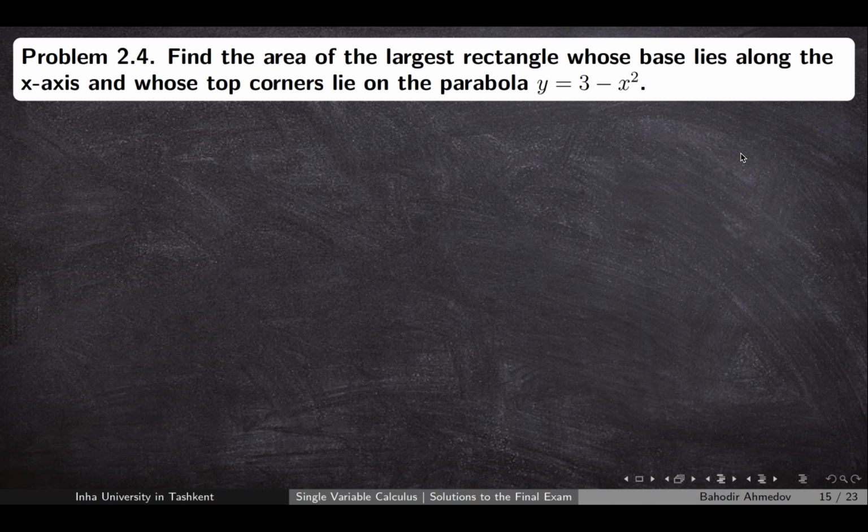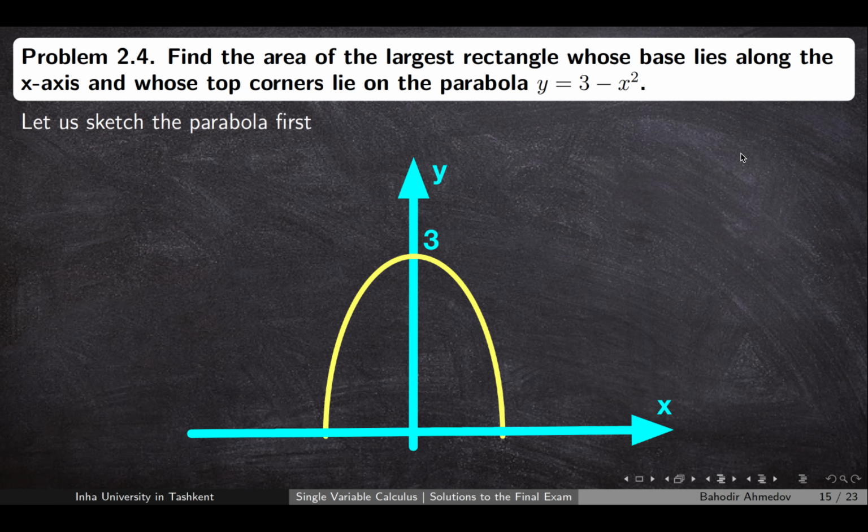So problem number 4 is about an optimization problem, right? So we need to find the area of the largest rectangle whose base is along the x-axis and whose top corners lie on the parabola. So let's first of all draw everything in order to imagine what we need to do. So the parabola with the equation 3 minus x squared is looking like this, right? So this parabola looks downward.